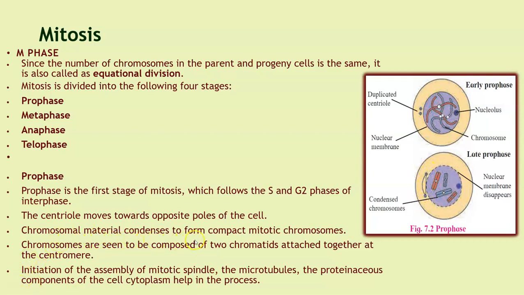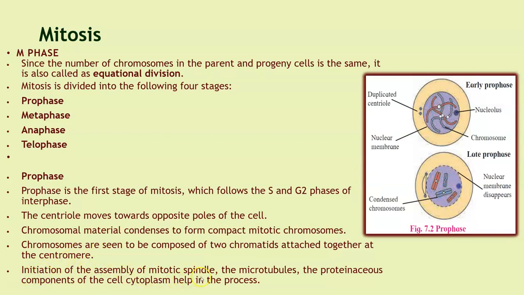Chromosomal material condenses to form compact mitotic chromosomes. So here there is condensation. Chromosomes are seen to be composed of two chromatids attached together at the centromere. So you can see this is here the centromere, and the chromosomes are attached in the form of two chromatids. These two segments are called chromatids, and the center point which holds these two chromatids together is called the centromere.